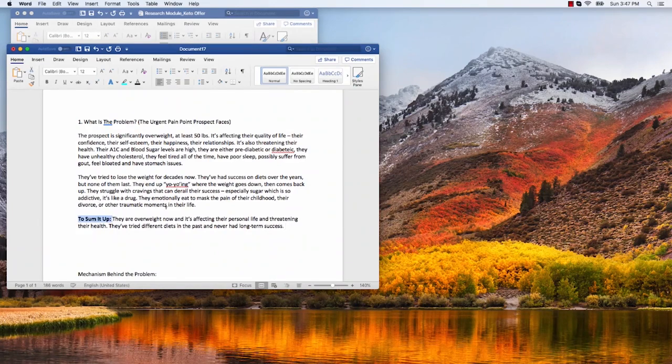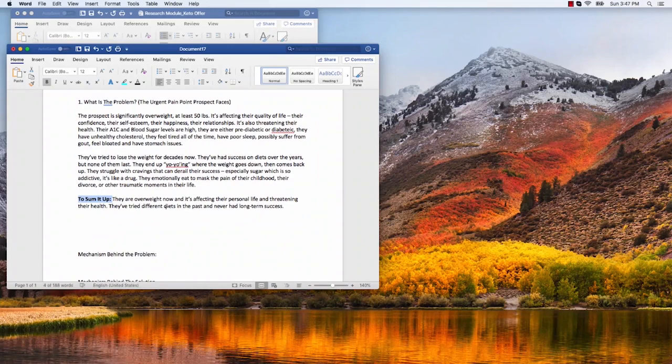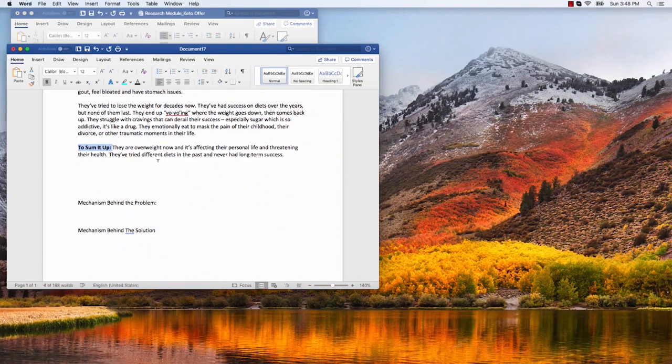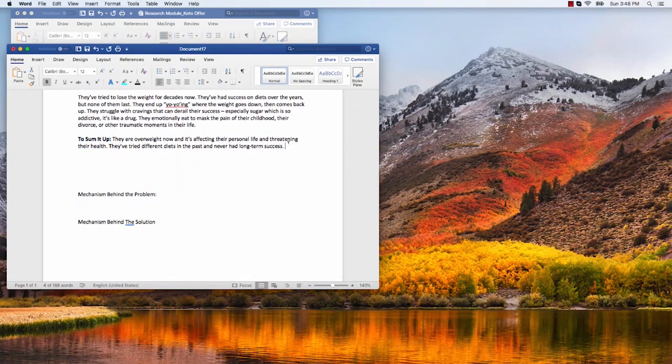You can watch me typing all this, and I know it's this uncomfortable silence. But to sum it up, they're overweight now. It's affecting their personal life and threatening their health. And they've tried different diets in the past and have not had long-term success.